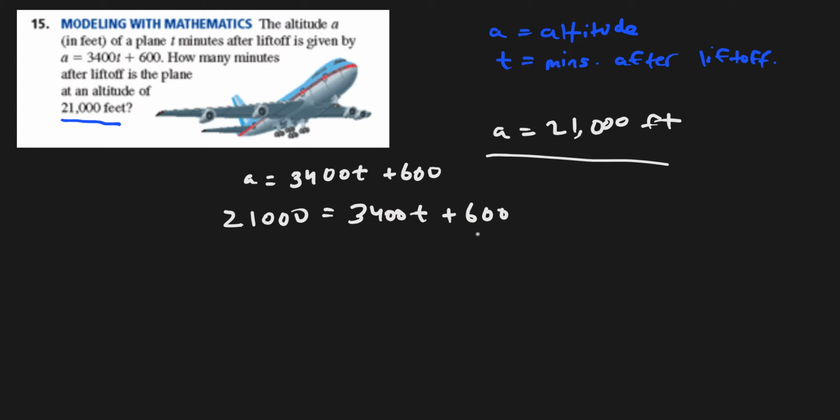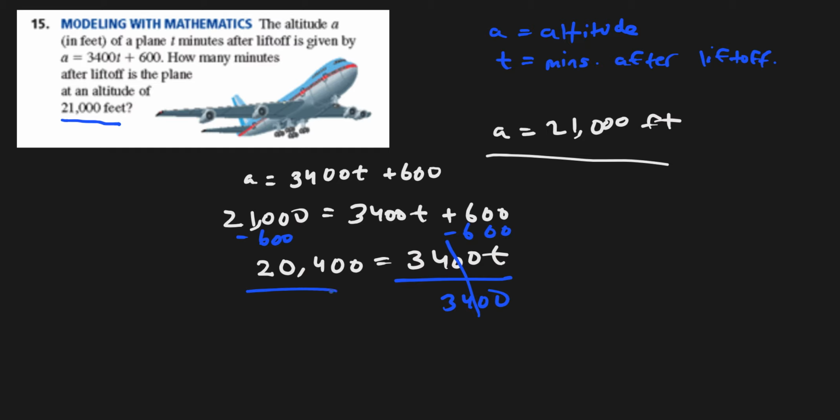All right. So what do we do next? Well, we can subtract 600 from both sides of the equation. This is going to give us 20,400, right? So 20,400 is equal to 3,400 t. This is the subtraction property of equality. What I did here was I subtracted 600 from both sides of the equation. Next, I will divide by 3,400 on both sides of the equation, essentially producing an equivalent equation because this is the division property of equality.